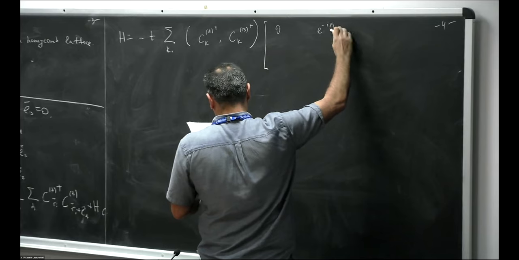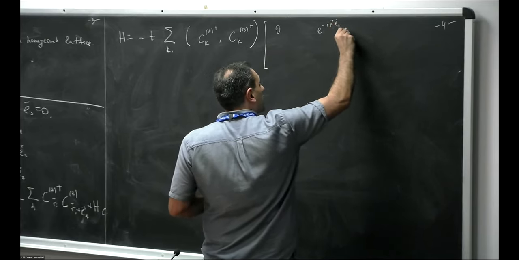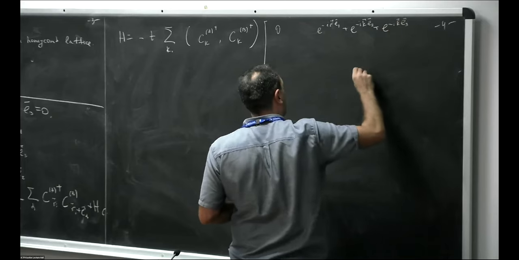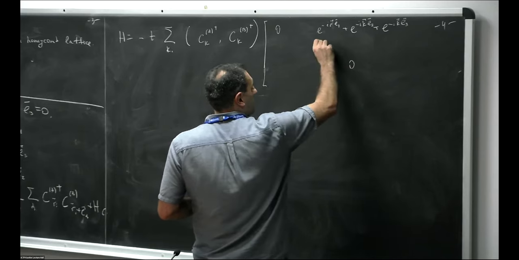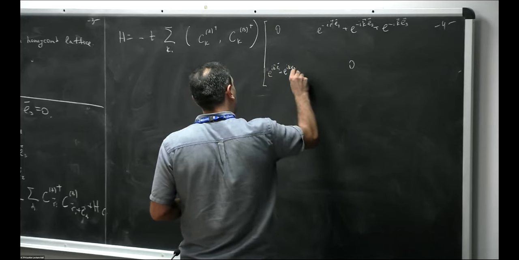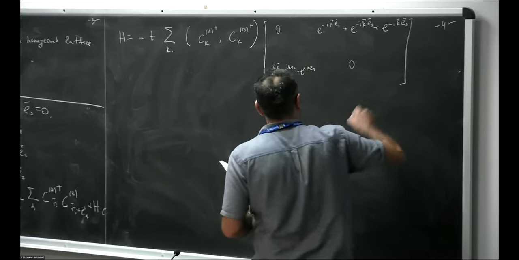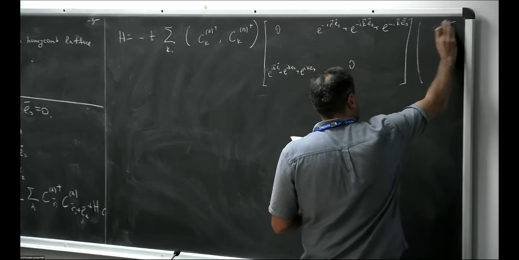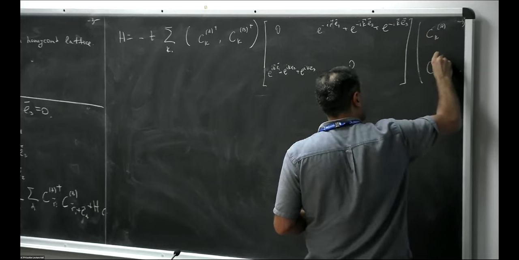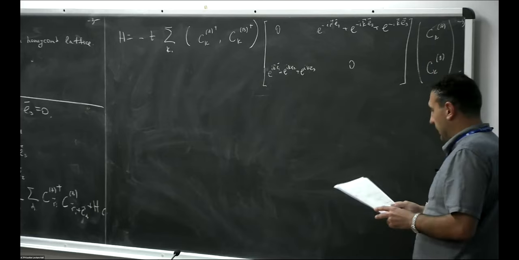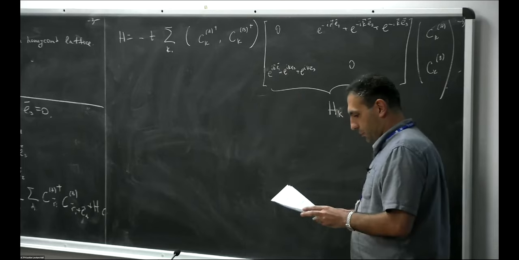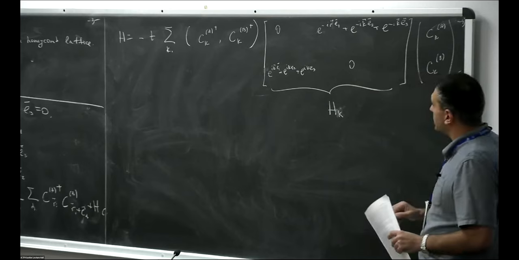Minus, exponent minus i k E1 plus exponent minus i k E2 plus exponent minus i k E3, and 0, and the same thing with Hermitian conjugation. Right, so this is the matrix times the annihilation operator corresponding to sublattice A and the annihilation operator corresponding to sublattice B. So that's the Hamiltonian after Fourier transformation. And let's call this part here HK, which is the 2x2 matrix.